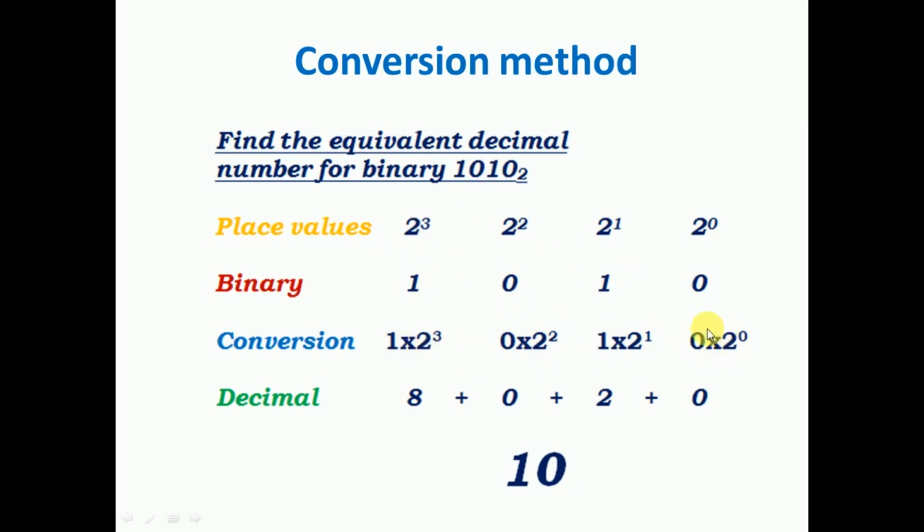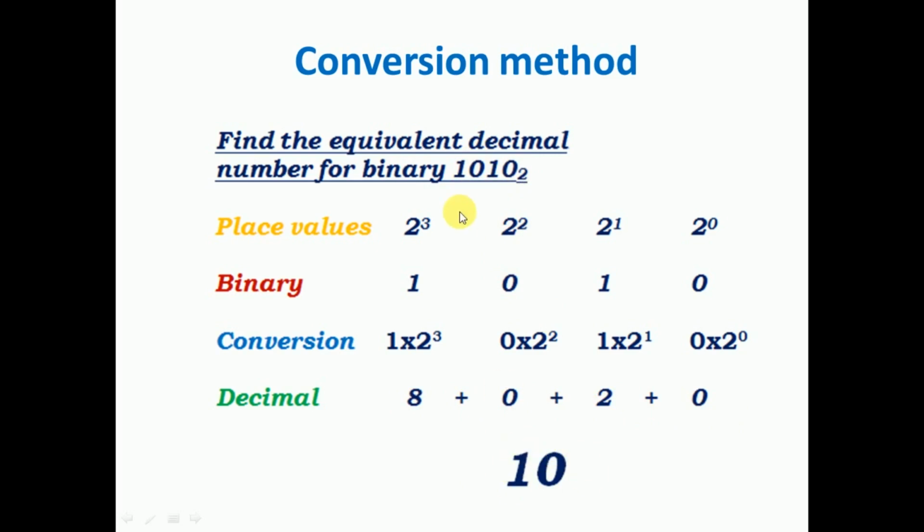If you find the actual values, 2 raised to 0 is 1, so 1 into 0 is 0. 2 raised to 1 is 2, 2 into 1 is 2. 2 raised to 2 is 4, 4 into 0 is 0. 2 raised to 3 is 8, 8 into 1 is 8. At the end you just add these. 8 plus 0 plus 2 plus 0 gives 10. So the decimal equivalent of the binary number 1010 is 10.